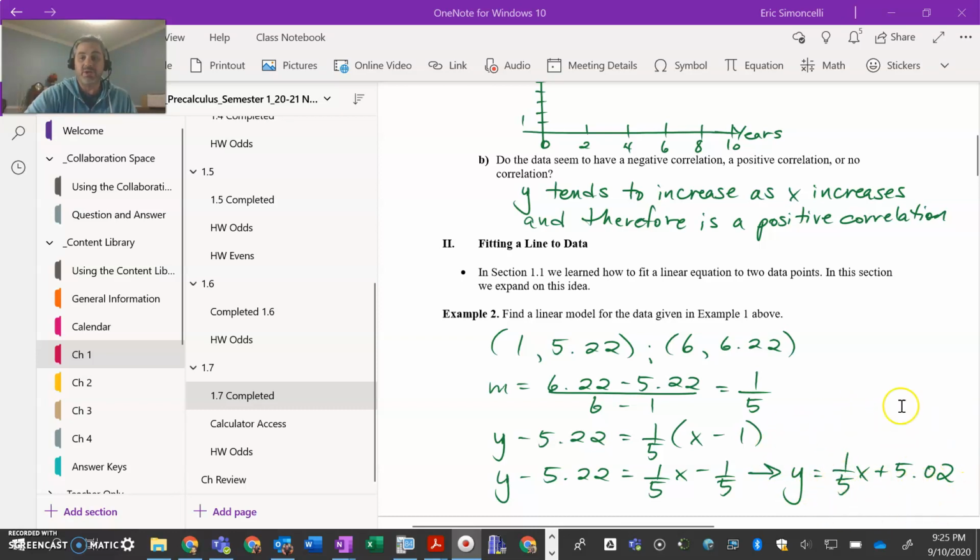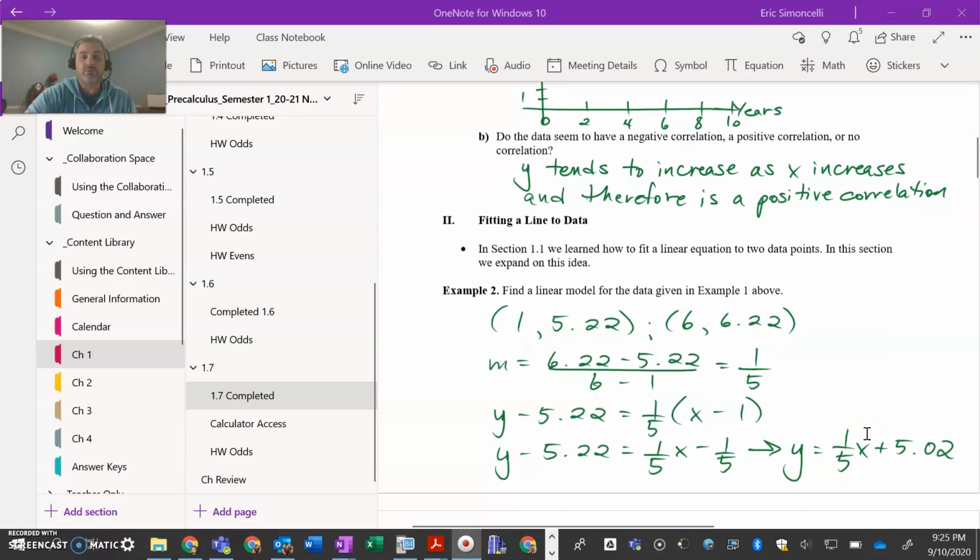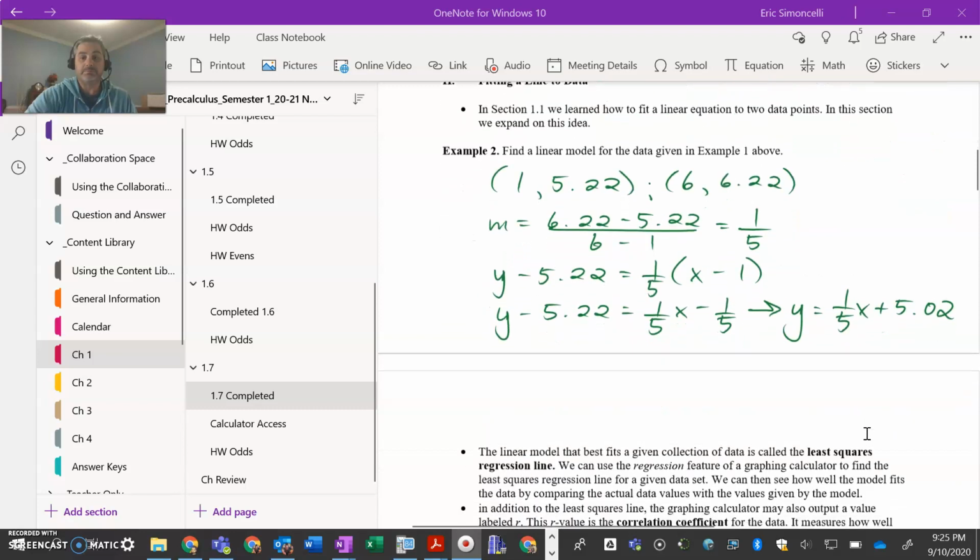Is this the best answer? No. As I indicated earlier, if you had used your graphing calculator's linear regression feature, you would actually have gotten a much more precise answer, averaging all the points instead of 2. So that's something certainly you could try later.